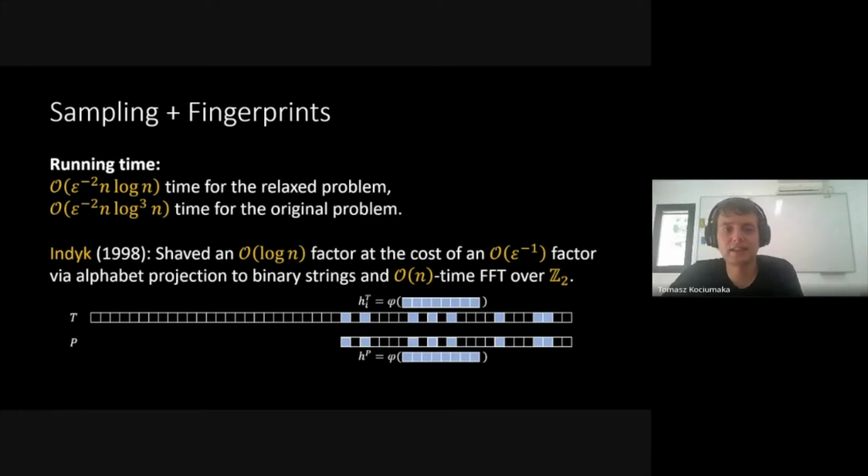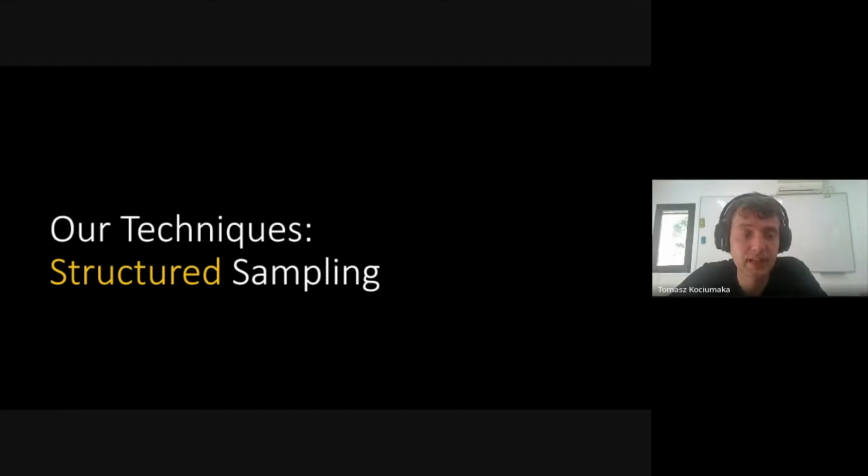And actually, this approach was used by Indyk in his algorithm, but he managed to shave off a log factor at the cost of an epsilon to the minus 1 factor, because on top of that, he used, again, alphabet projections to binary strings, and the fact that he used binary strings allowed him to use convolution over Z2 instead of over integers or Z_Q. But that's not the path we are going to follow, so we are omitting the details of Indyk's algorithm, and let me proceed to our ideas.